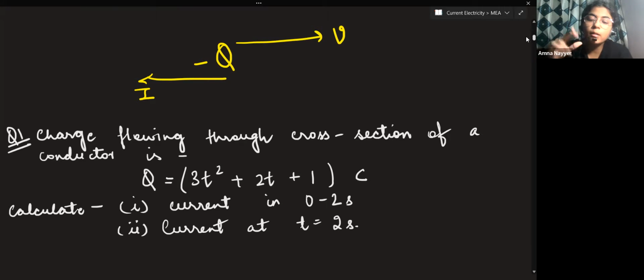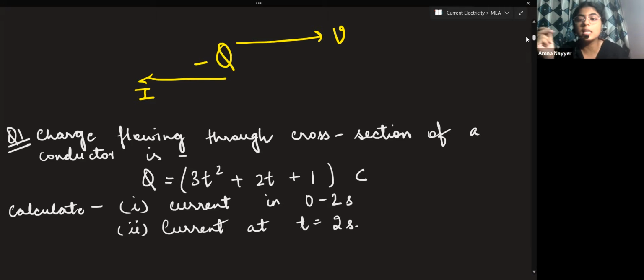Now you have to calculate current in 0 to 2 seconds. So this is a time interval. Second part says current at t is equal to 2 seconds. This is instantaneous current. So in the first case, you have to use the first formula, average current. And in the second one, you have to calculate the instantaneous current. First one is time interval 0 to 2 seconds. From t is equal to 0 to t is equal to 2 seconds. This time gap is known as time interval.